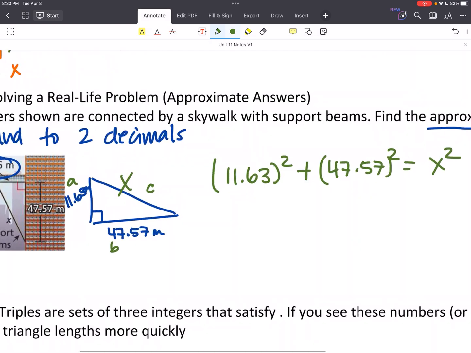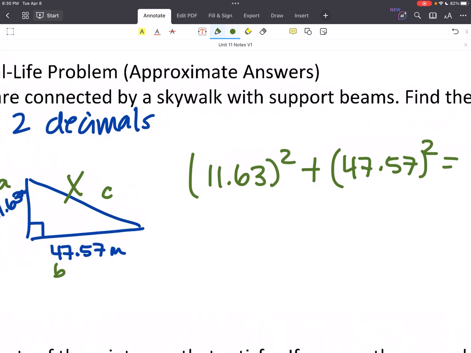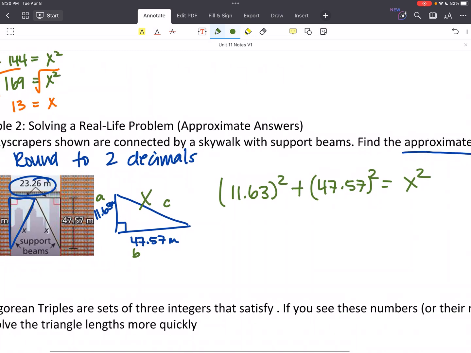I only put those in parentheses so you don't think it's 11 times 63. You don't have to really do that in your calculator. But this ends up being 135.26. And this is a big number, 2262.90. So we add these two things together.